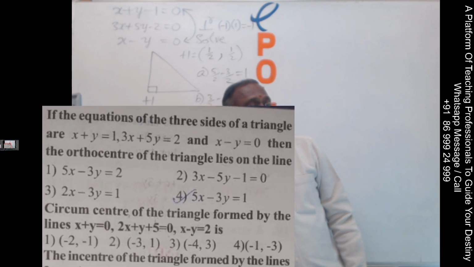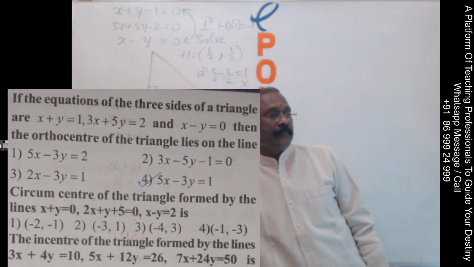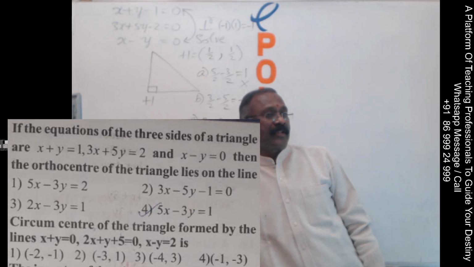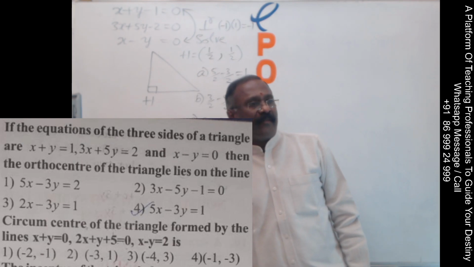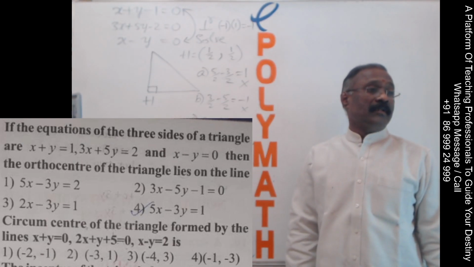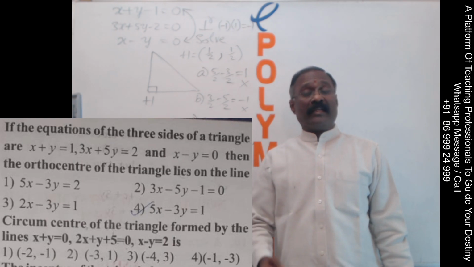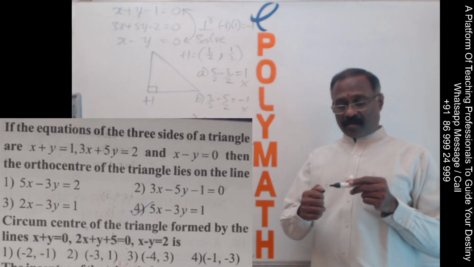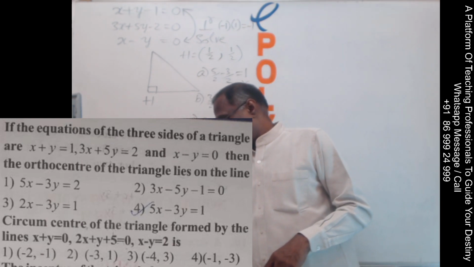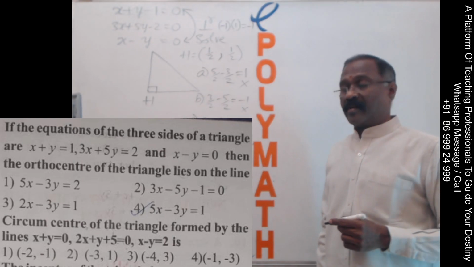Circumcenter of the triangle formed by... How many lines are given? The points are not given. If the points are given, you'll have to find out the altitude, and in the circumcenter case, perpendicular bisectors. Now here, you have to find out the circumcenter of the triangle. What are the equations given?